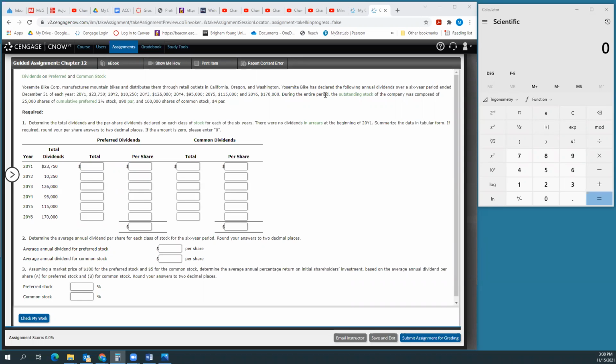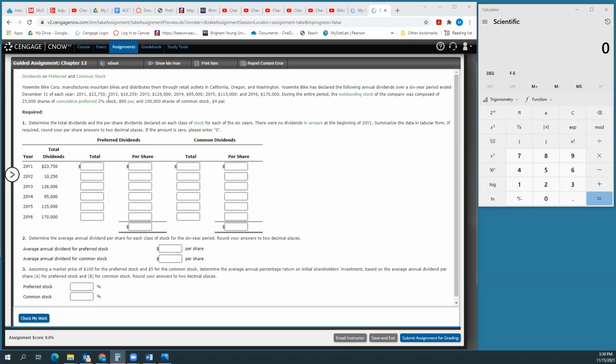And then during the entire period, the outstanding stock of the company was composed of 25,000 shares of preferred stock, which was 2%, $90 par, and 100,000 shares of $4 par common stock. So what we need to do then is determine our total dividends and the per share dividends of each class over the 6 years.